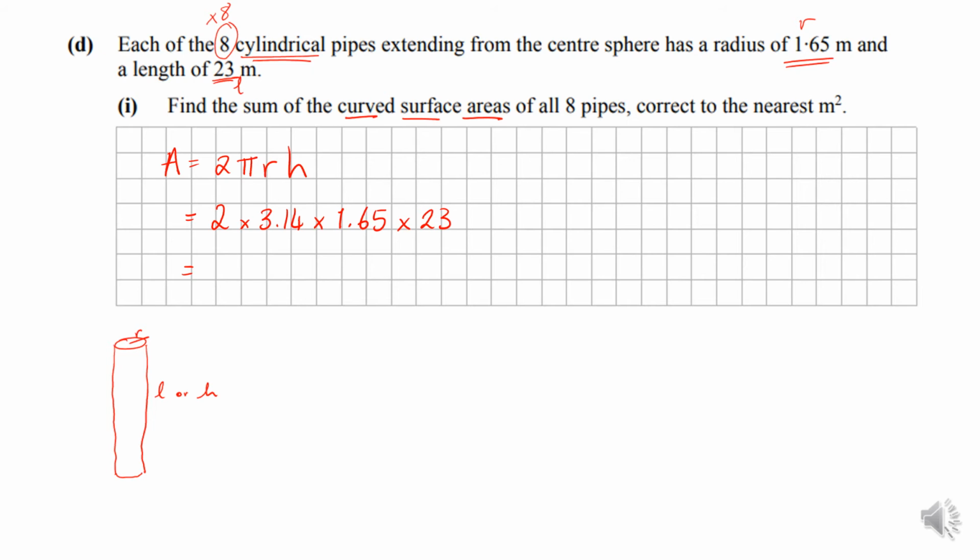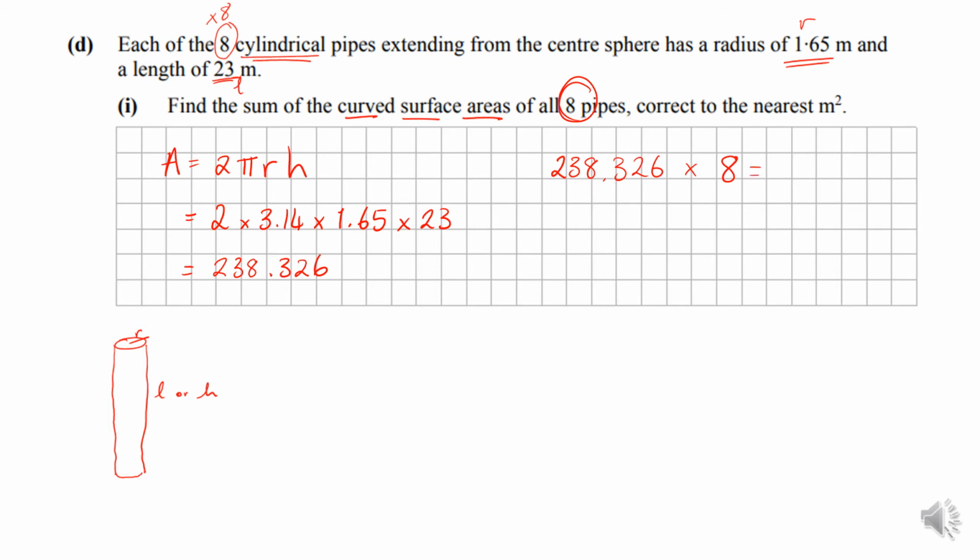1.65 pi, 1.65 times 23. Okay, so for one cylinder I get 238.326. Now always go back and read the question, make sure you've answered what we're asked. We're asked to find the sum of the curved areas of all 8 pipes. Okay, so we're not finished yet. We have to take that value for one pipe and multiply by 8.